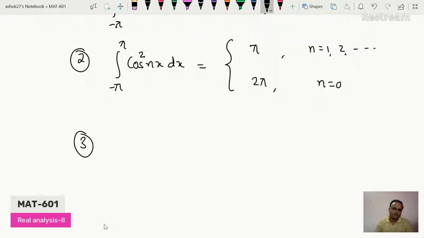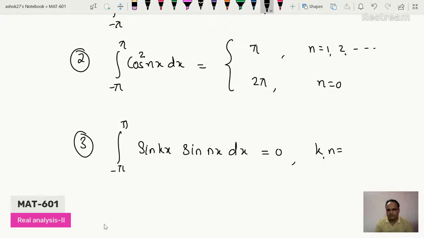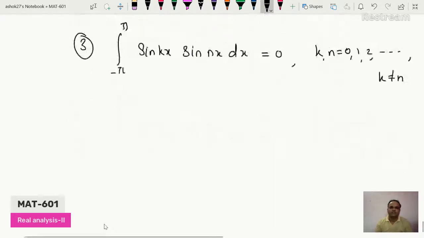So third result, that is integration from minus pi to pi of sin kx into sin nx dx. So value of this integration is always 0. So whatever values of k and n, k, n varies from 0, 1, 2, it goes to plus infinity, and here k should be different from n, so k is not equal to n. So that is third result.